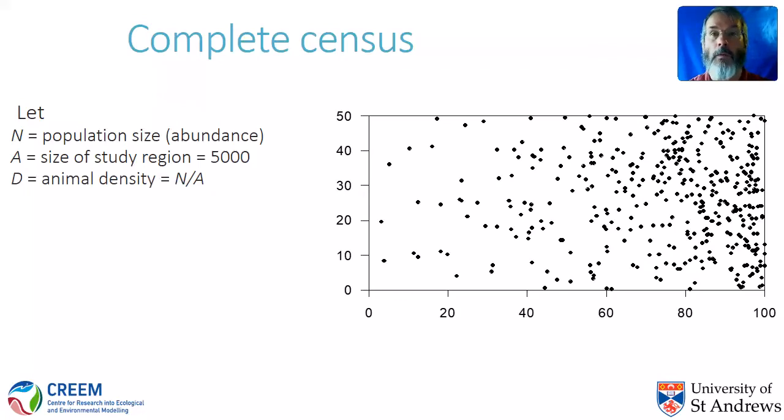If we know the number of individuals in the study area, and if we know the size of the study area, we can come up with the density of animals by simply dividing abundance by area. So, complete censuses produce estimates of population size by employing field methods that count everything.